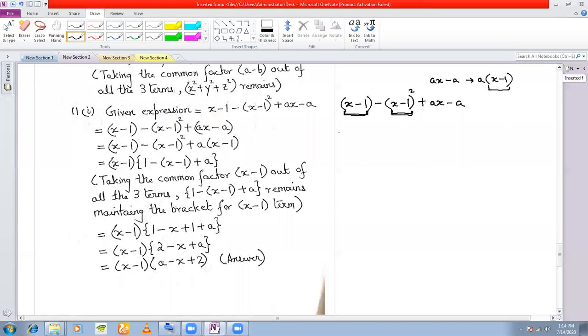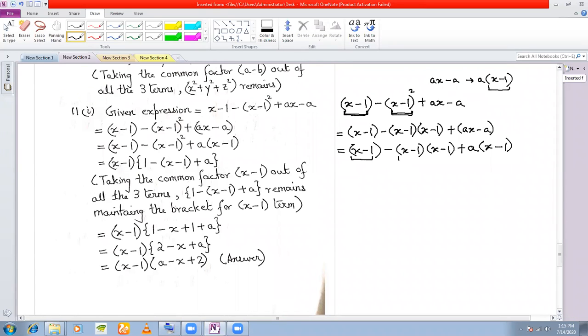So what you do is you group the last two terms together. You write x minus 1 whole square as x minus 1 into x minus 1, and you group these two together, ax minus a. So x minus 1 minus x minus 1 into x minus 1 plus, now from these two you take out the HCF, which is a, to get x minus 1. So now you're getting x minus 1 throughout. You understanding or not?